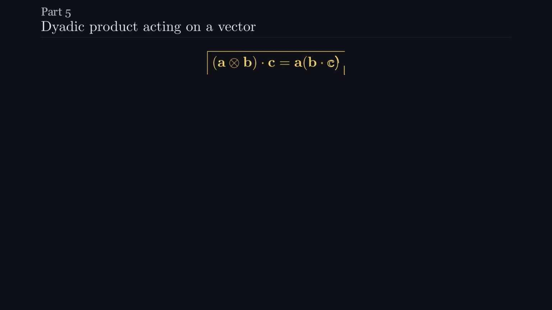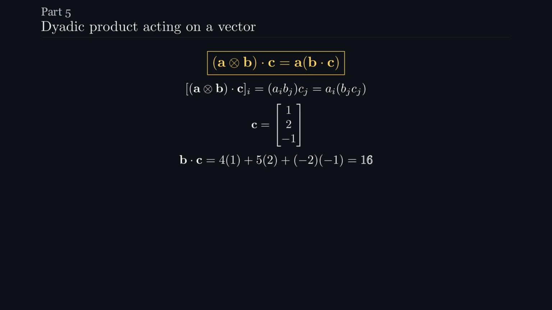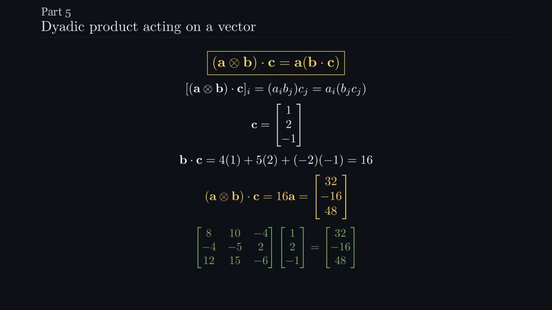A dyadic tensor maps a vector in a very special way. The tensor A ⊗ B acting on C gives A times the scalar B dot C. For the chosen vector C, B dot C is 16. So the result is 16 times A. Direct matrix multiplication gives the same vector.